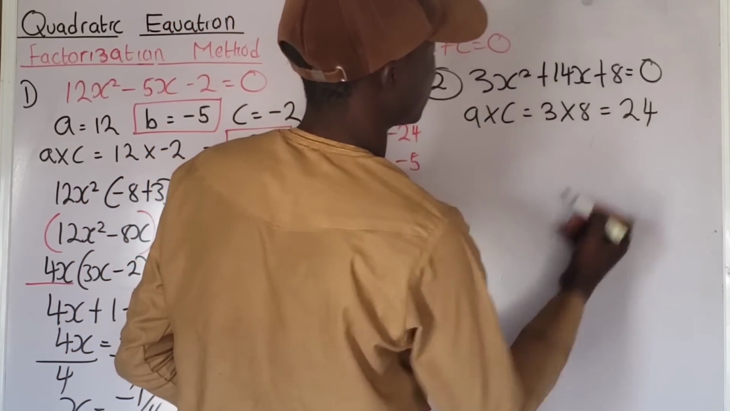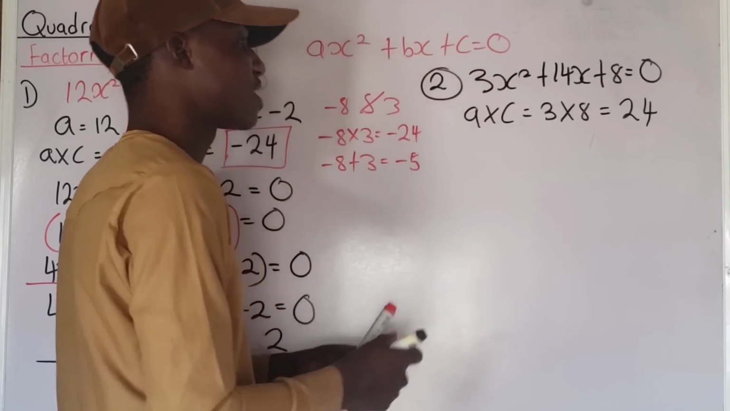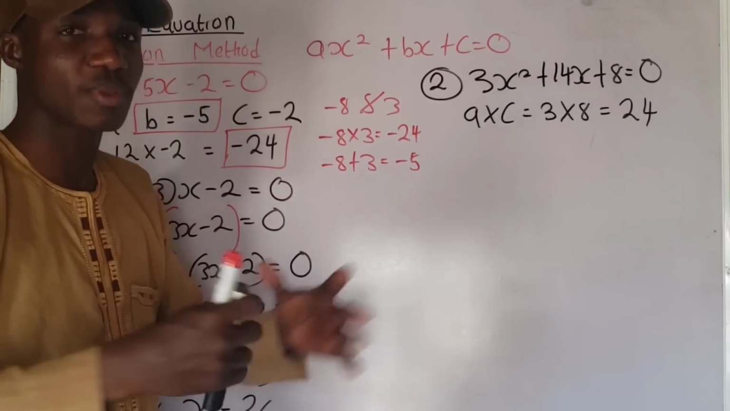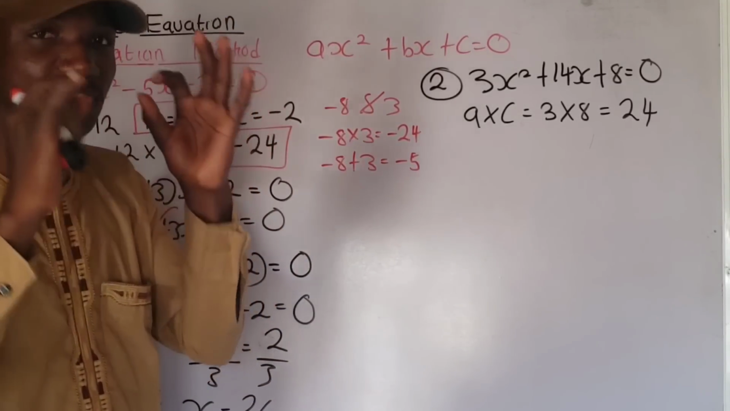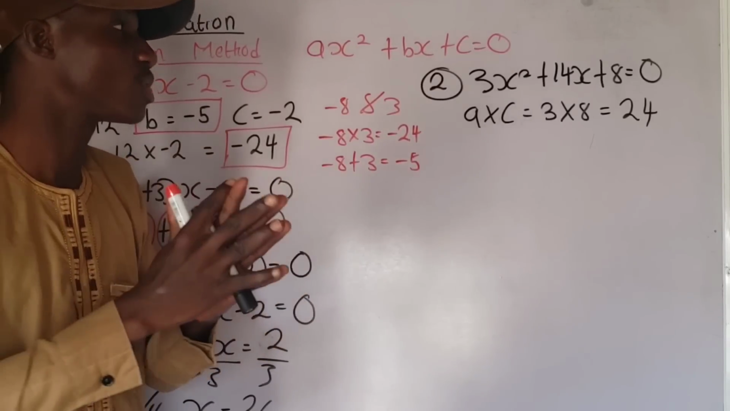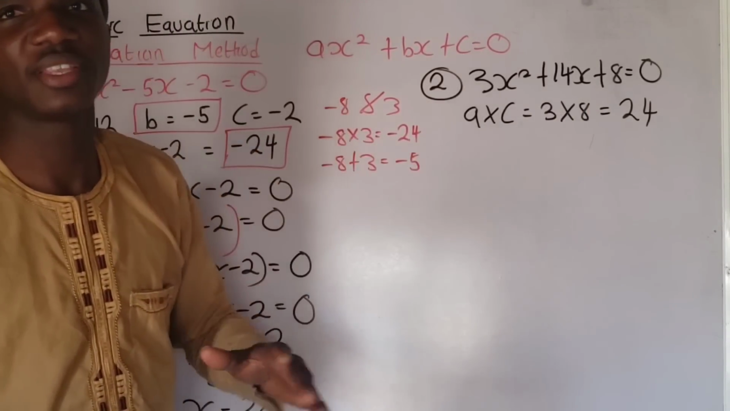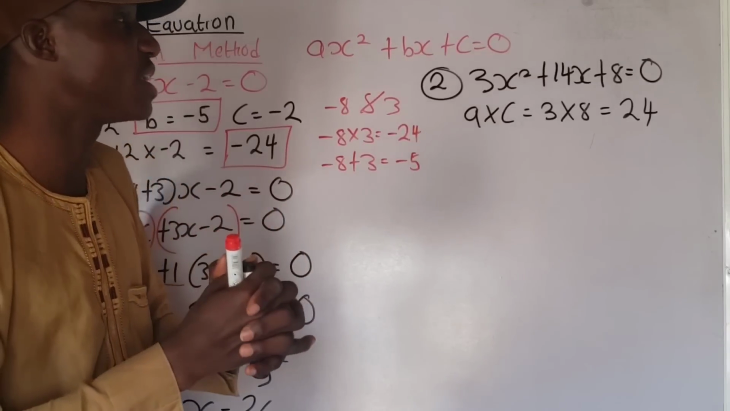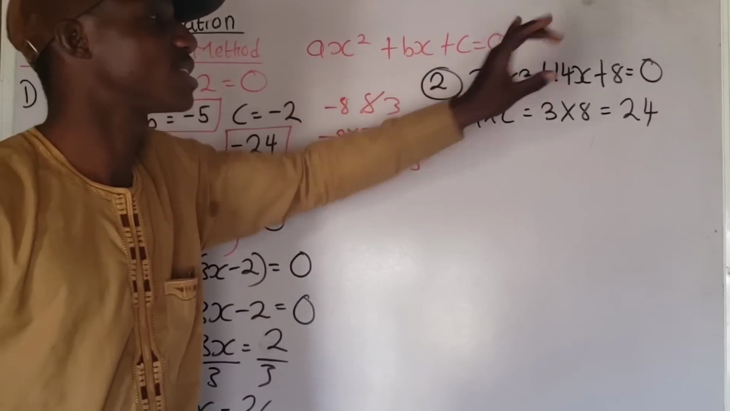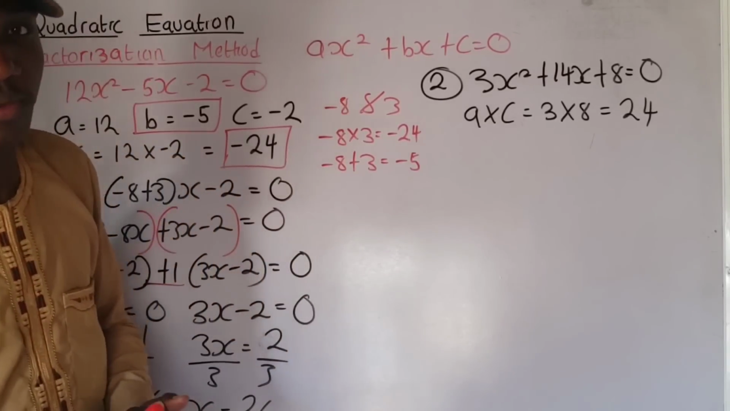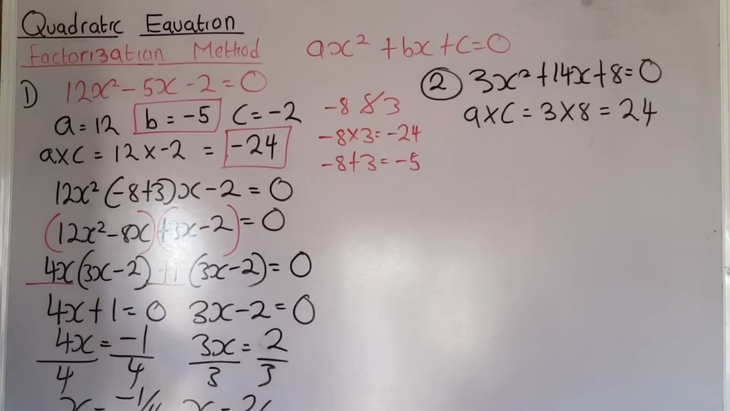You understand? Having taken the product of a and c, we need two numbers such that if we take the product of these two numbers, we are going to have 24, and if we add these two numbers together, we are going to have 14. What are those two numbers? Think for a moment. I'm giving you some seconds to think.